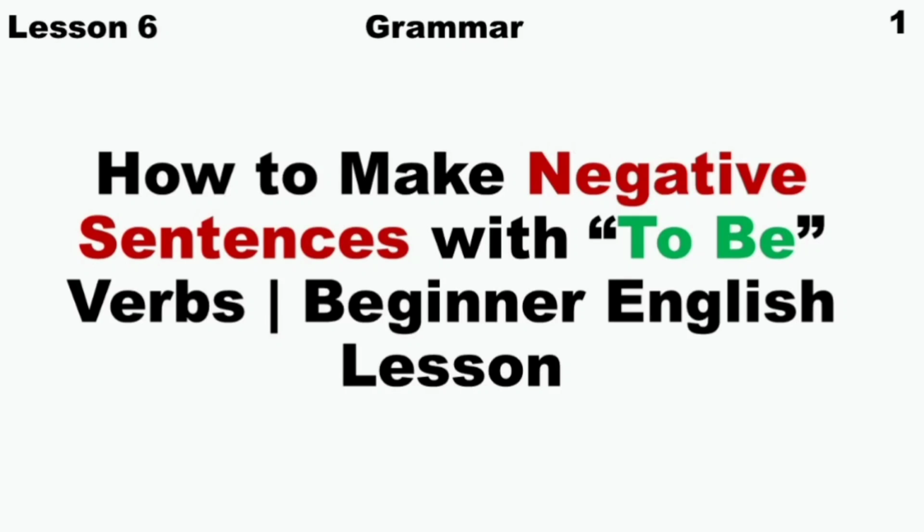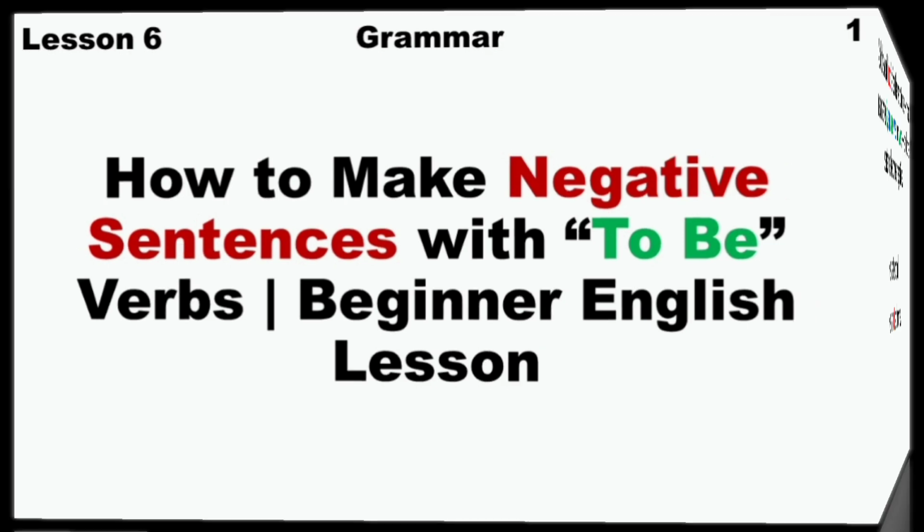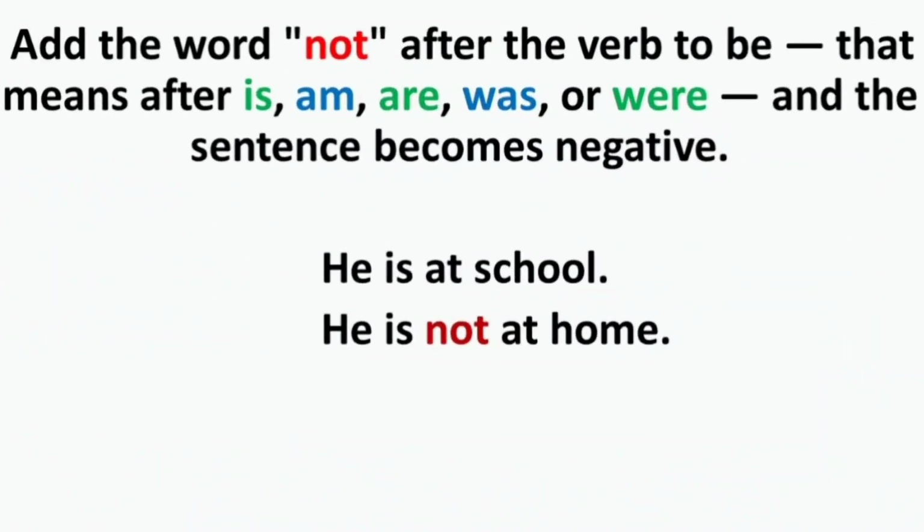In this lesson we are going to learn how to make negative sentences using to be verbs. Dear friends, this is actually very easy. All we need to do is add the word not after the verb to be. That means after is, am, are, was, or were, and the sentence becomes negative.